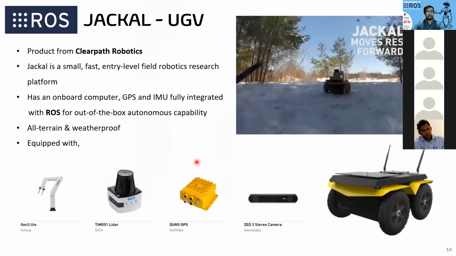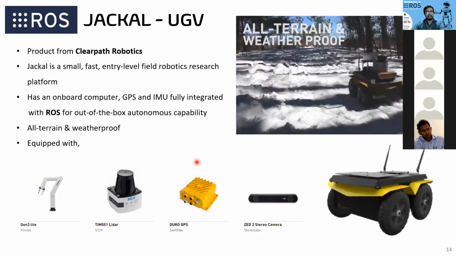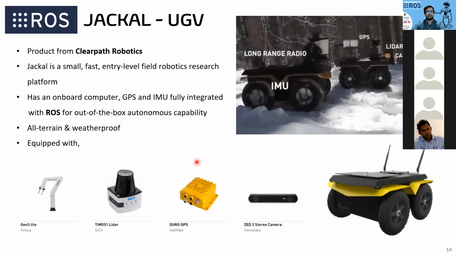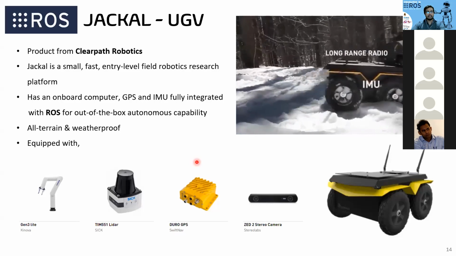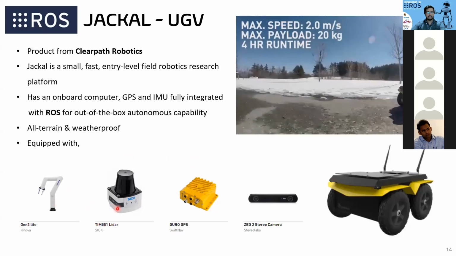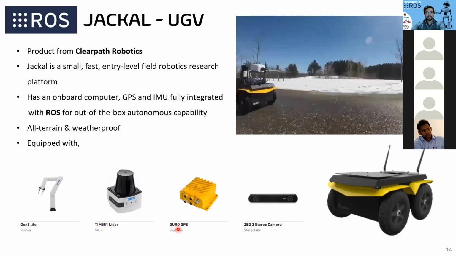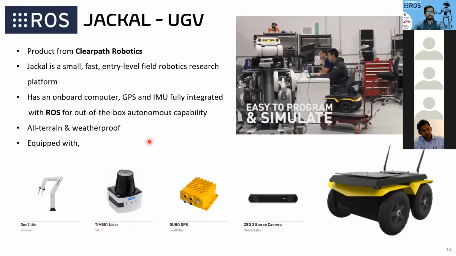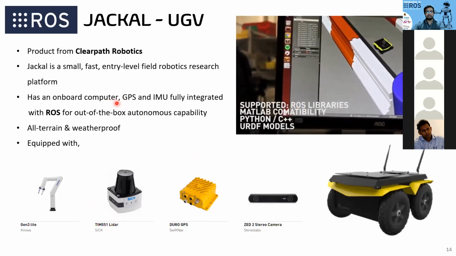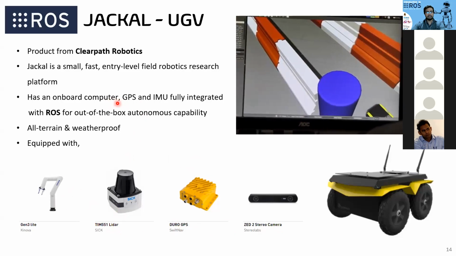UGV called Jackal. It was developed by Clearpath Robotics. So as you can see, enjoy the video. It has a lot of amazing features. It's a small, fast, and entry-level field robotics research platform with a lot of very useful sensors that you can see listed below. So they have a LiDAR, GPS module, and a stereo camera. It also has an onboard computer that is doing all the processing in real time, and it has a lot of supported ROS libraries. And you can see there's a nice Gazebo simulation.